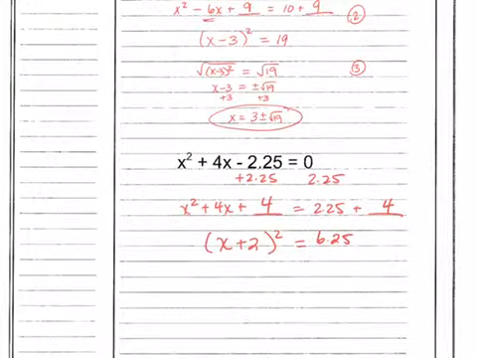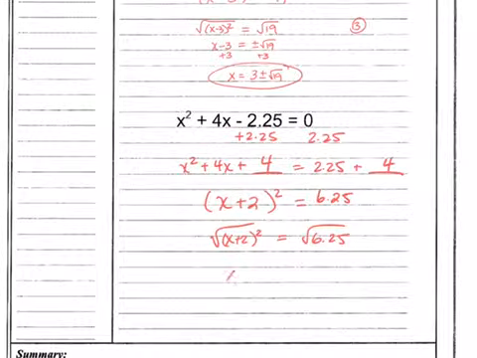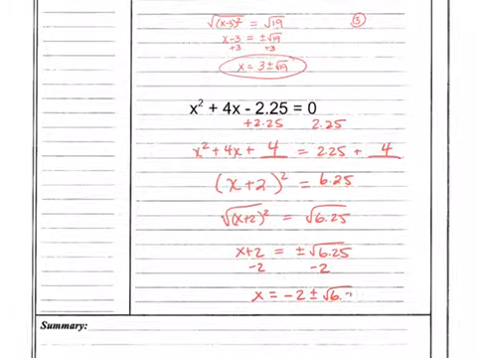Now I'm at step 3. I can solve by undoing. Square root both sides. So I'm going to take the square root of x plus 2 squared. Take the square root of 6.25. Square root of x plus 2 squared is just that x plus 2 equals plus or minus the square root of 6.25. 6.25 is not a perfect square. Subtract 2 from both sides. Rewrite your answer in the best mathematical way. Negative 2 plus or minus square root of 6.25.